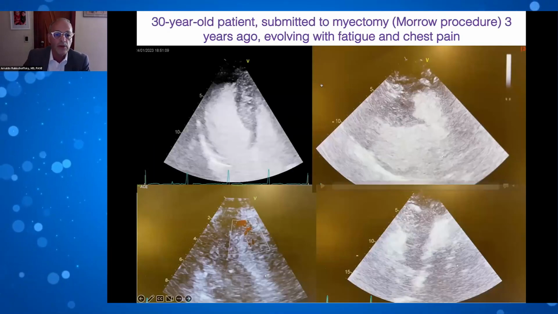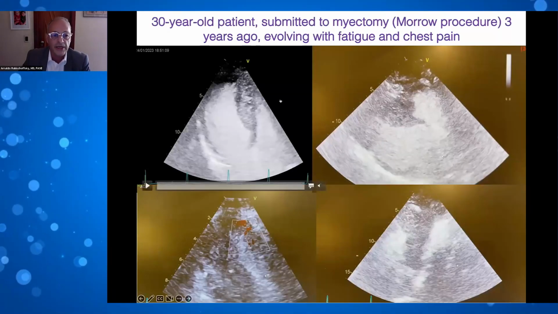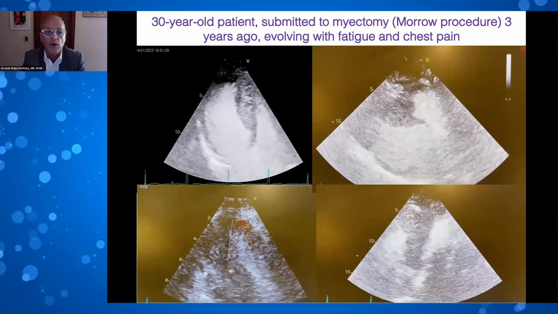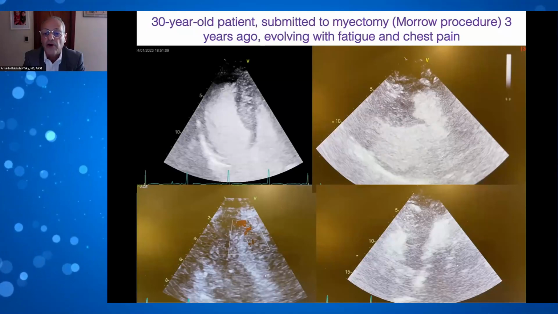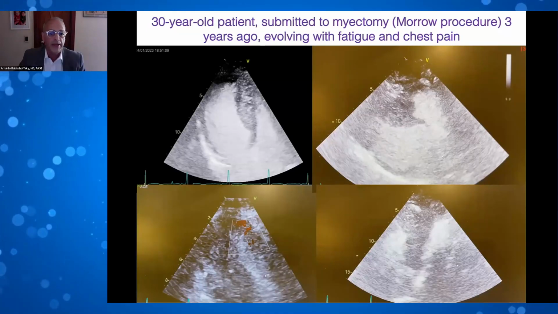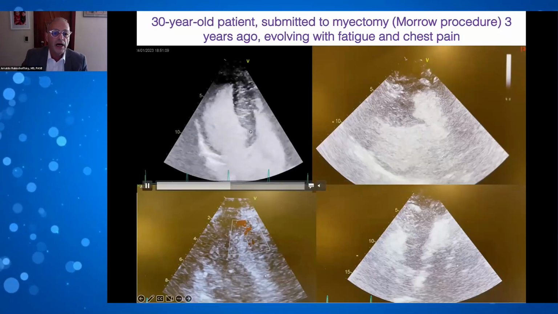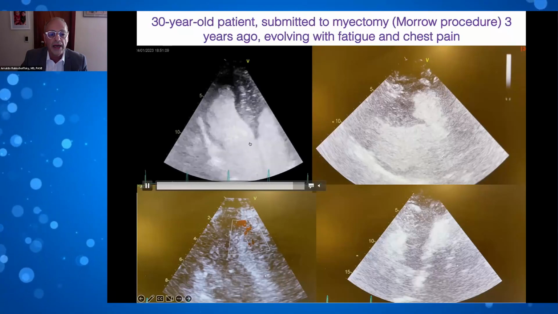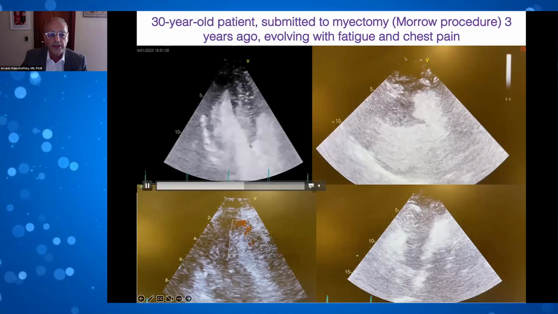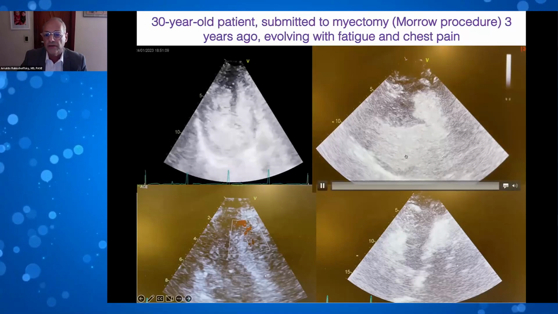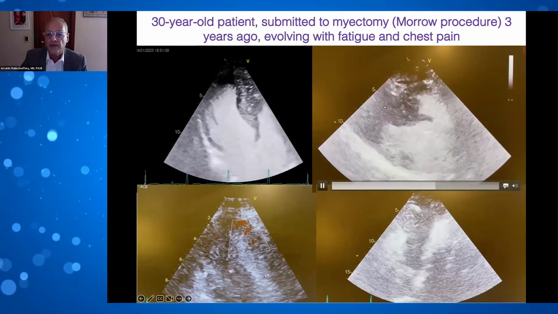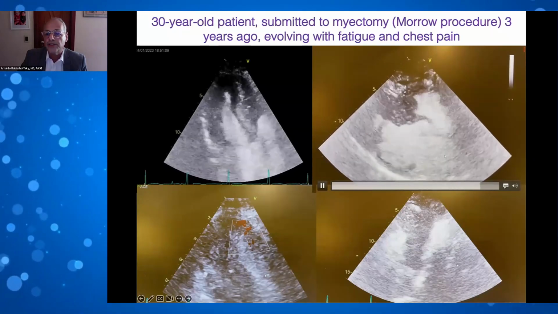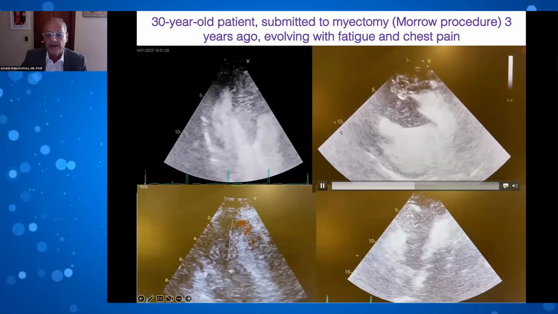This is an example. This is a 30-year-old patient, submitted to myectomy, Morrow procedure, 3 years ago. Now she complained of shortness of breath and chest pain. We see a thin intraventricular septum where the myectomy was done, and you see very well the walls of the left ventricle. We see the muscular band of the right ventricle.